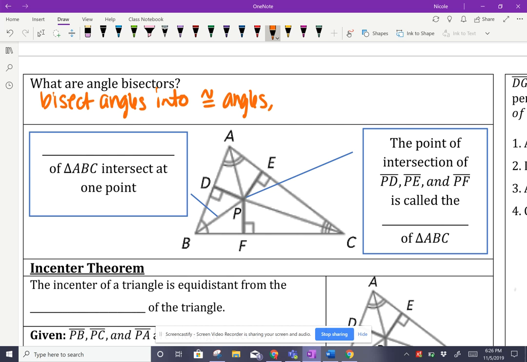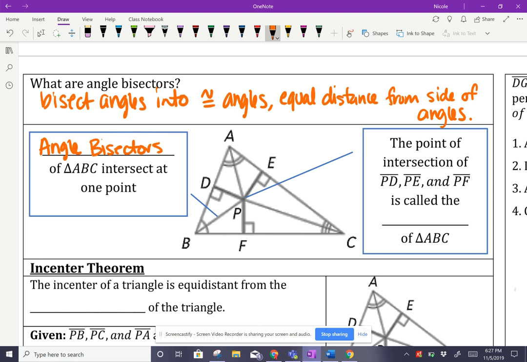And they are equidistant, or equal distance, from the sides of the angle or angles. So looking at my diagram here, the angle bisectors of ABC intersect at one point. When they intersect at one point, that means that they are concurrent. And that point of intersection, I've got PD and PE and PF intersecting at that point of intersection.